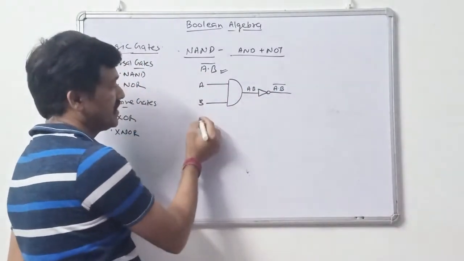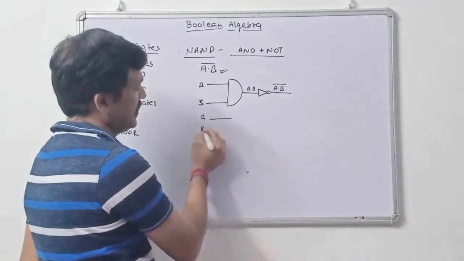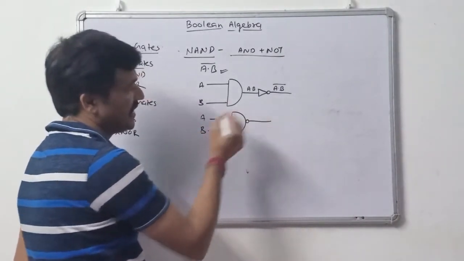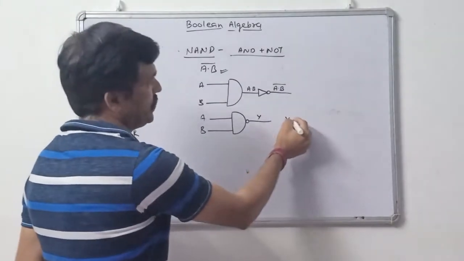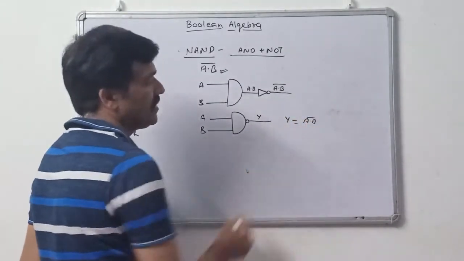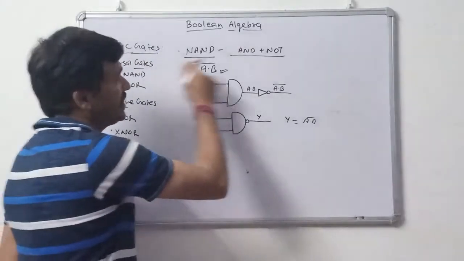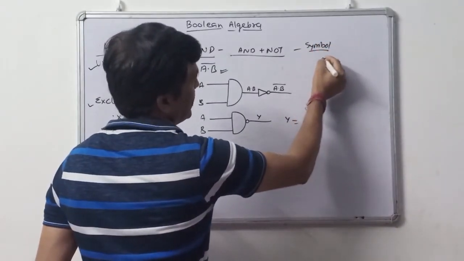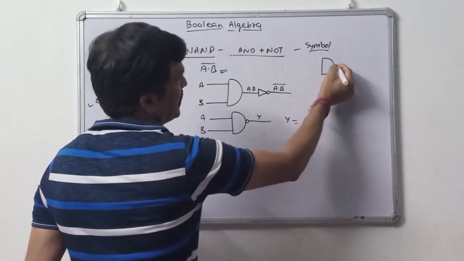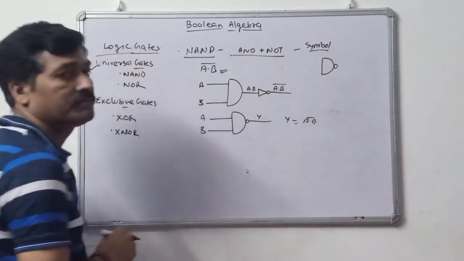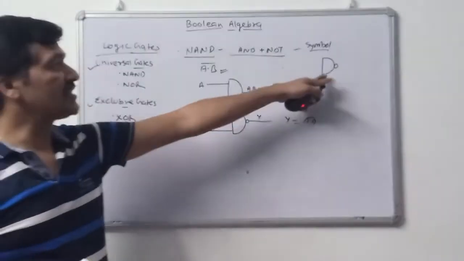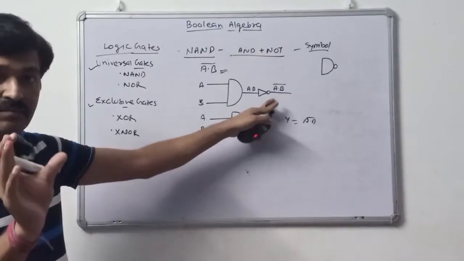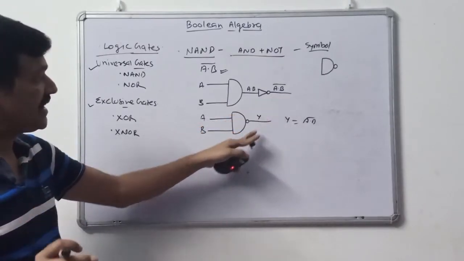This can be made by NAND directly. This is also Y equals A dot B whole bar. So NAND has the symbol of the AND gate with a NOT. This is the symbol of the NAND gate. So AND and NOT can be compressed into a NAND gate like this.